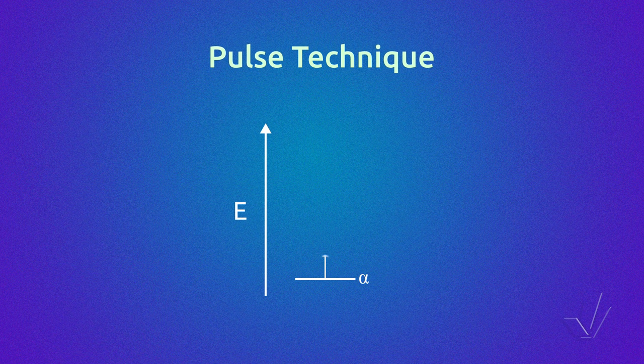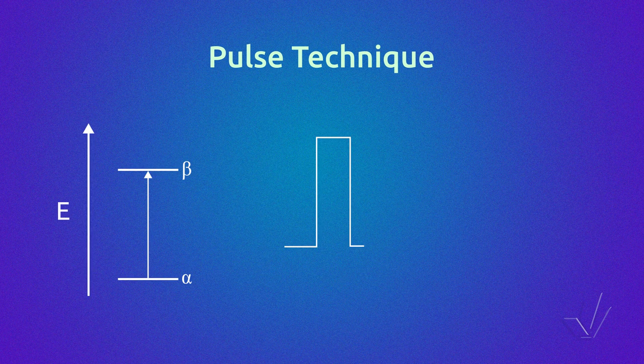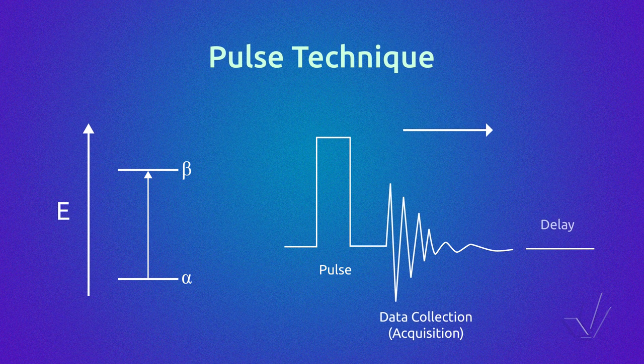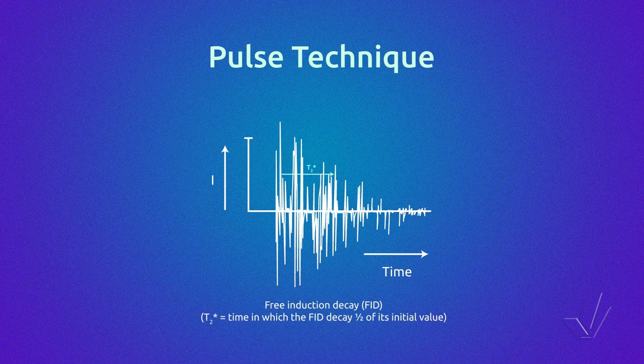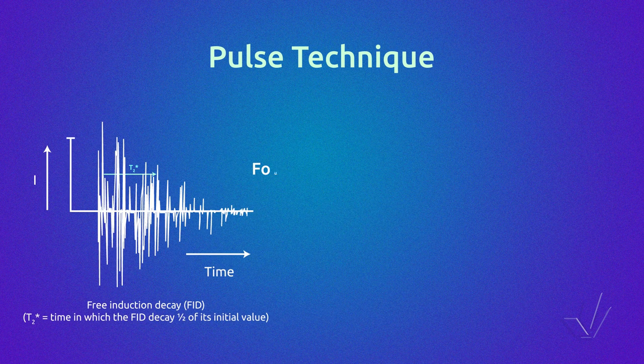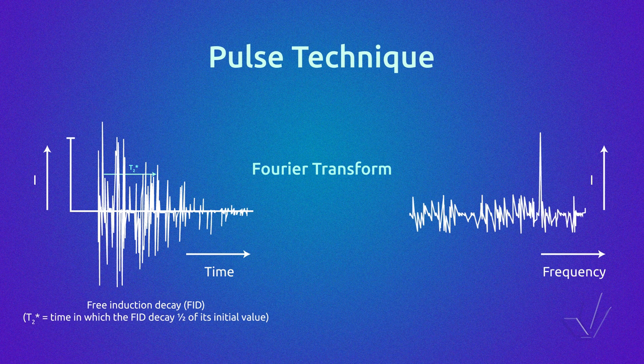It involves the collective excitation of nuclei from equilibrium. The number of nuclei disturbed depends on the strength and the duration of the radio frequency pulse. After the pulse, the excited nuclei return to their original state, or relax, emitting an electromagnetic radiation called free induction decay, or FID, that is a signal of intensity versus time. The frequencies of each nucleus are extracted from this complex signal using a mathematical tool called Fourier transform. In this way, the FID is converted into a spectrum that is a graph of intensity versus frequency.